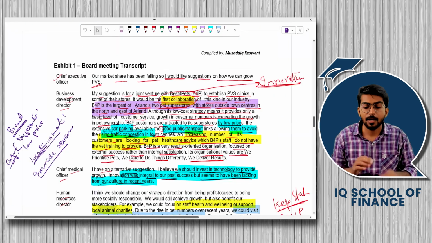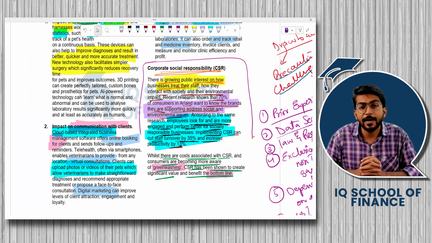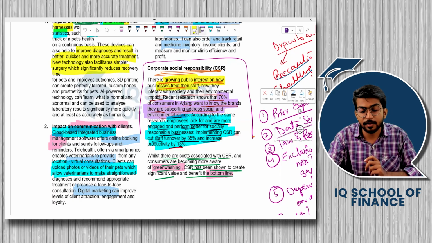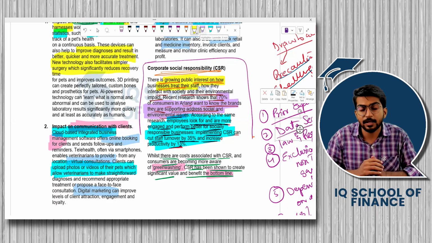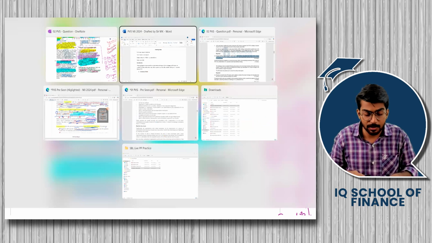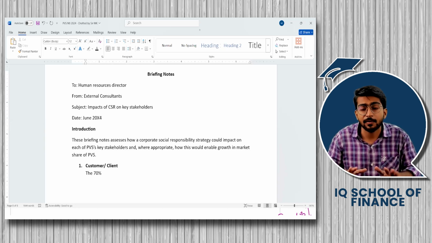Let me go to the exhibit and now you guys can tell me how it will have the impact on our customers. Don't you think that here as it is written that 70% of the consumers in Ireland want to know the brand they are supporting addresses social and environmental issues? So if you are doing CSR activities, don't you think that you will be getting the support from your customers? Yes. So that is what we are going to write in our answer. We will start our answer from the exhibit.